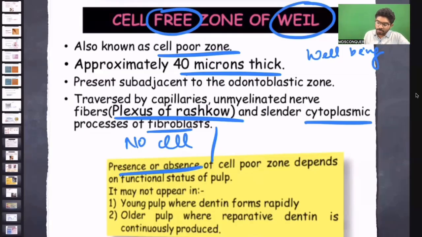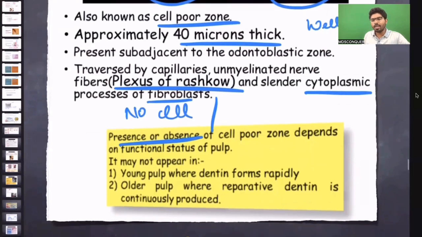Basing upon the functional activity of a particular pulp, you can know the presence of the cell-free zone or not. This cell-free zone may not be seen in the case of young pulp or in the case of old pulp, because in young pulp there will be rapid formation of dentin. In old pulp, there will be continuous formation of reparative dentin or reactionary dentin. That is the reason why the cell-free zone is minimalistic in young people and in old people.